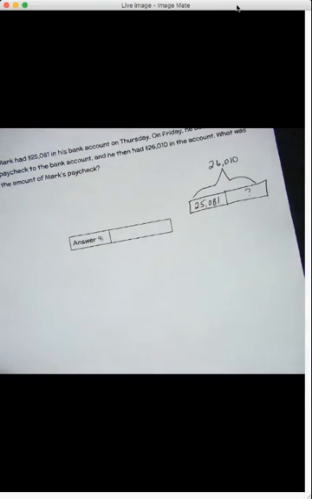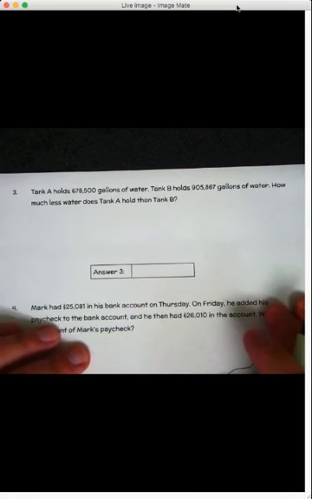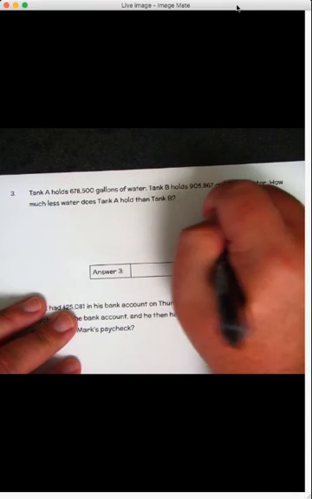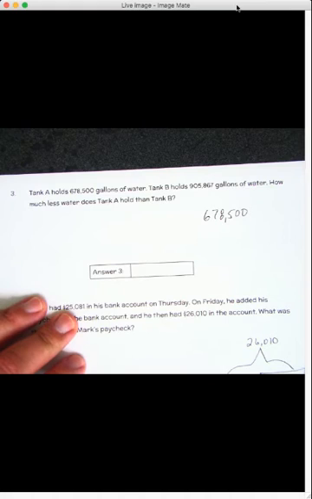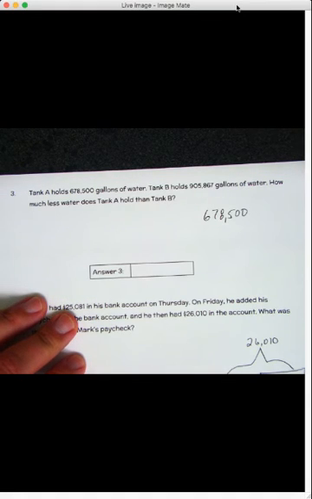Two more. We're almost finished. Then you can begin your weekend. Now this one's a little bit different. Well, you can't begin your weekend until after you do your math. Sorry. Tank A holds 678,500 gallons of water. Tank B holds 905,867 gallons of water. How much less water does tank A hold than tank B?